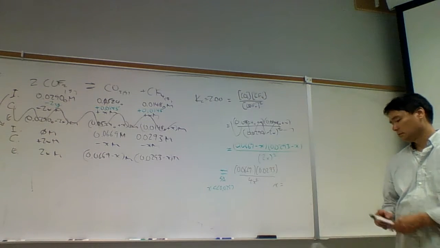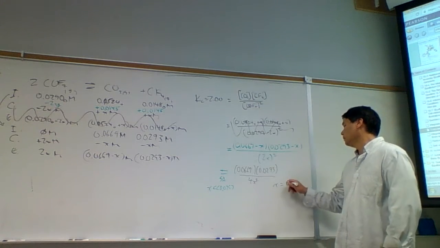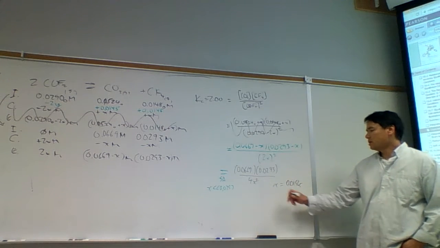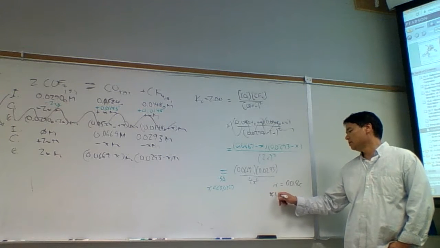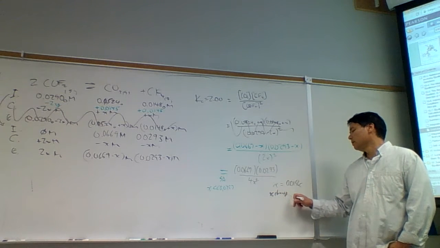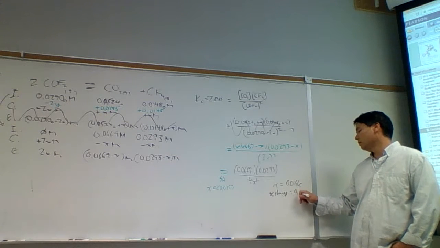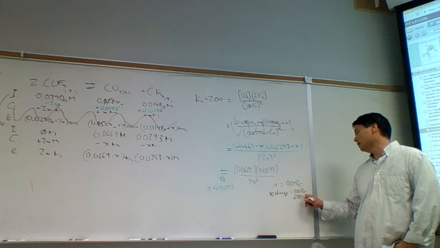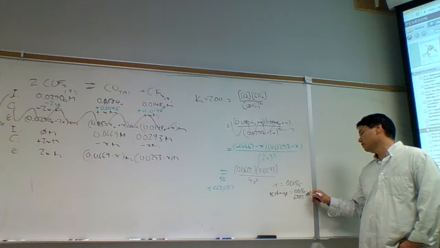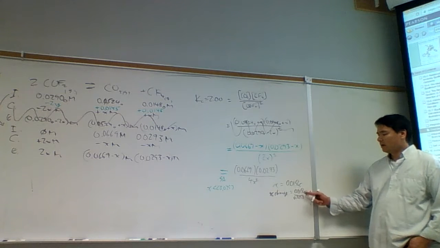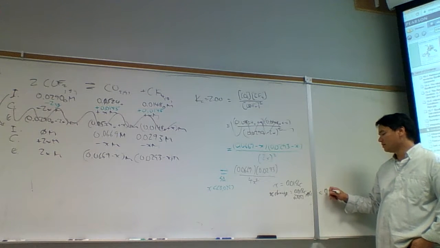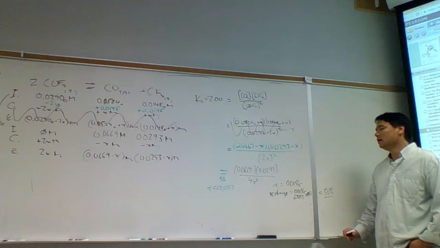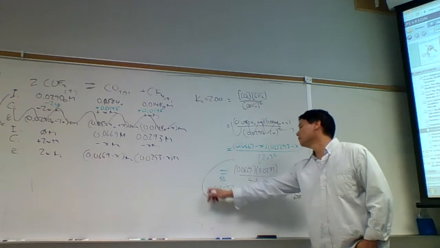I got 0.01565. Yeah. All right, then we have to justify it by calculating the percent change. The percent change is going to be 0.01565 divided by 0.0293 times 100%. And it looks like it's about 50% change. About 50% change is not valid, right? And so the simplifying assumption failed.